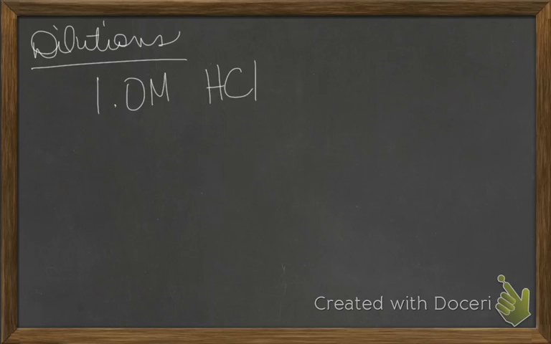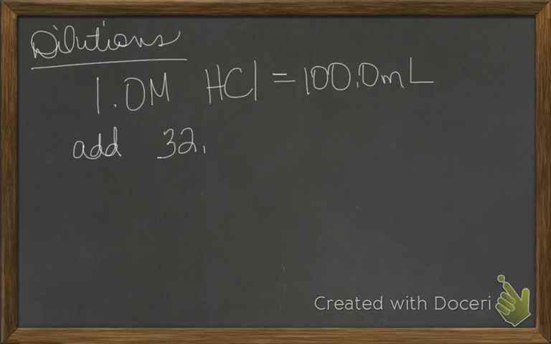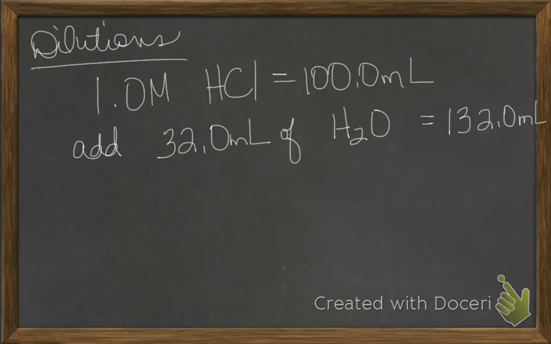But what if I added some odd amount, like 32 milliliters of water? Well, it's not as straightforward then. So there's a neat little formula that helps us do that. Let's say we have 1 molar HCl, and we have 100 milliliters of this 1 molar HCl. And we're going to add 32 milliliters of water to it. When we add the 32 milliliters of water to it, our volume is going to then be 132 milliliters total volume. And the formula we're going to use to calculate, well, what is the new molarity of that solution? It's M1V1 equals M2V2.